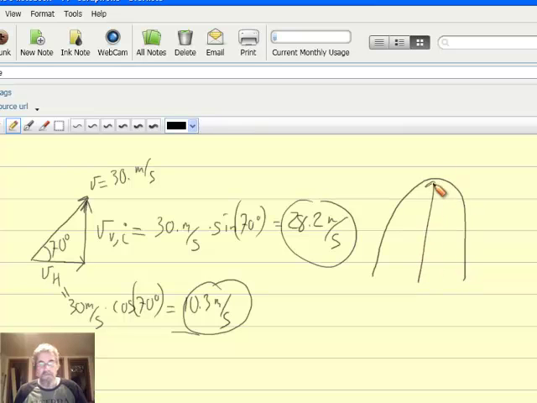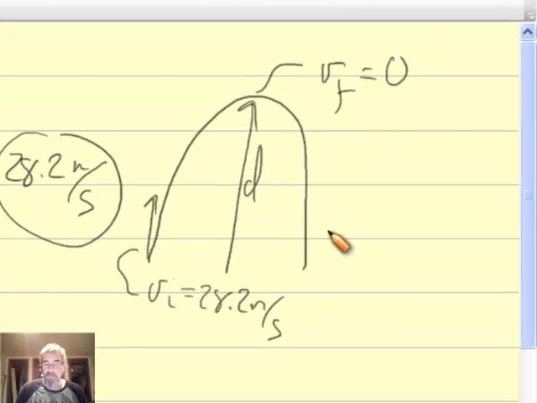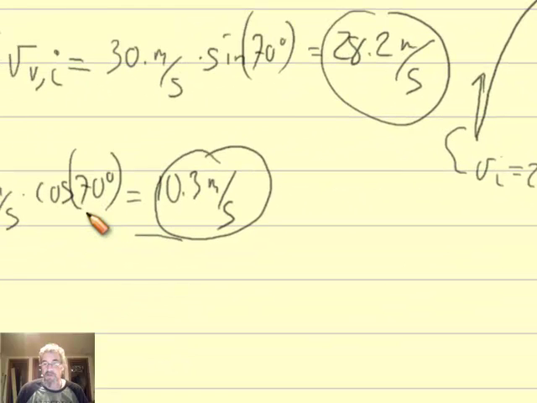We know what its initial velocity was, VI in this direction, is 28.2 meters per second. When it reaches the top of its arc, we know what its final velocity is. VF is going to be 0. So if we want to know what D is, well, we have a relationship for that. It's one of the two relationships that govern constant accelerated motion. And that's this.